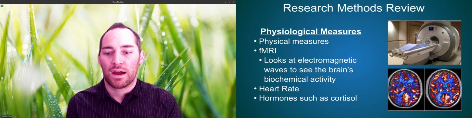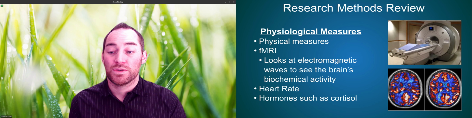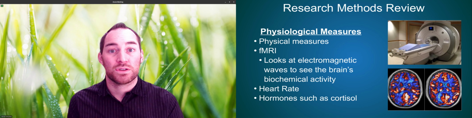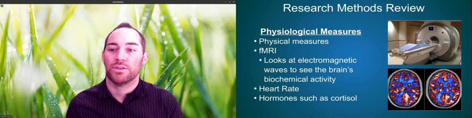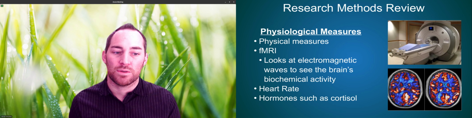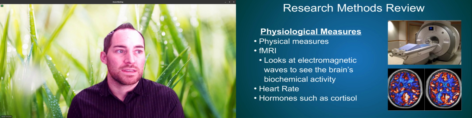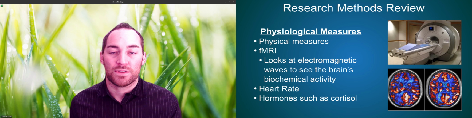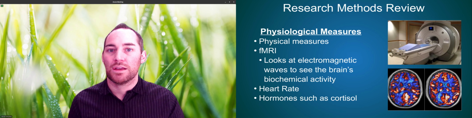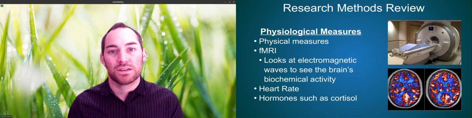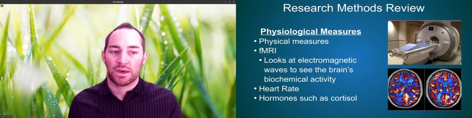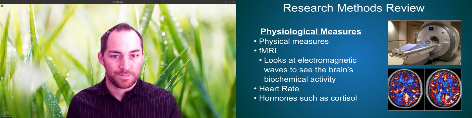So fMRIs, hormone levels, stress levels, sweat, heart rate, all these kinds of things are examples of physiological measures that might be really relevant depending on what you're studying. So if you want to study meditation and mindfulness, you might want to know what's happening in the brain, or you might want to know if someone's heart rate actually decreases during that. So that's what we're talking about, physiological measures.